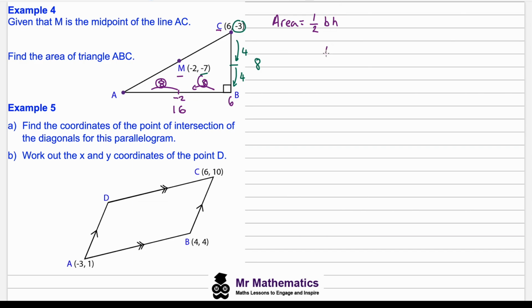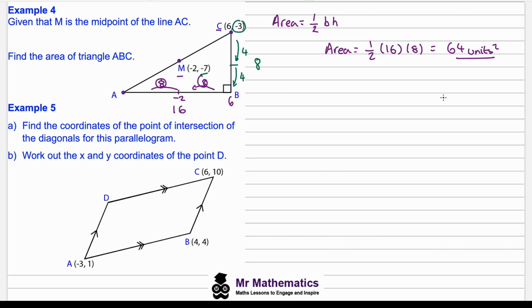So the area will be 1/2 of the base times by the height. And this will give us 64 units squared.